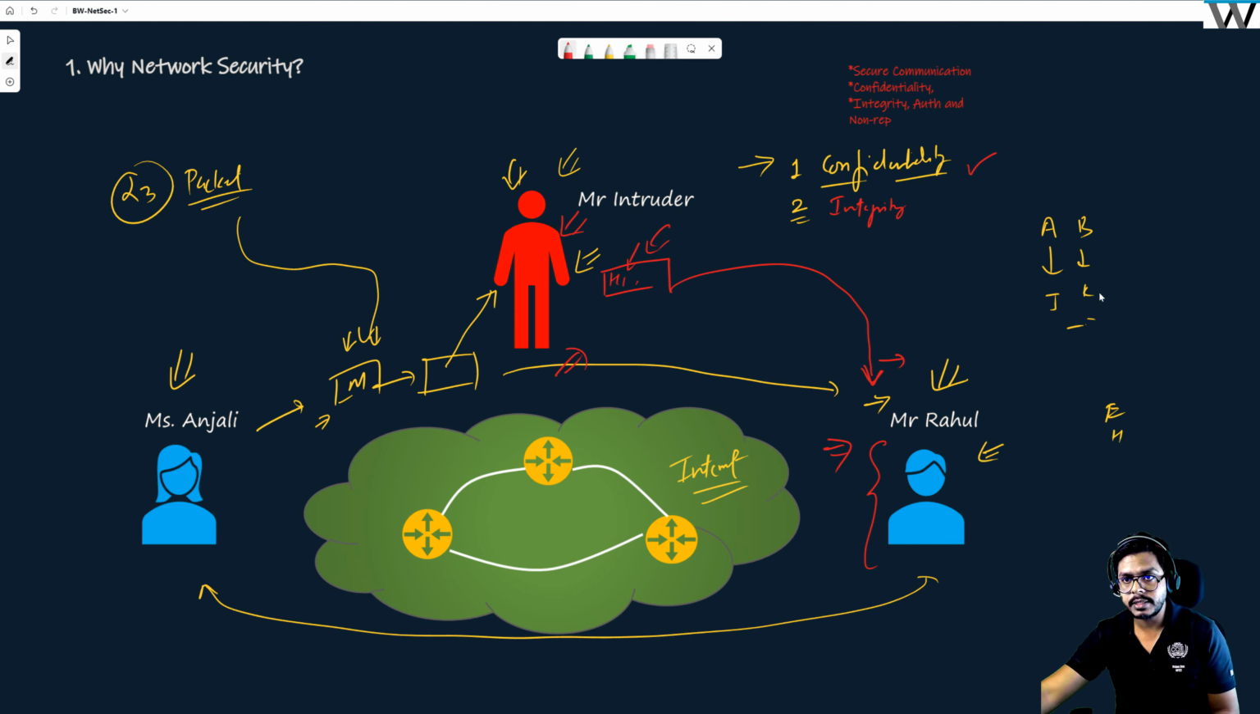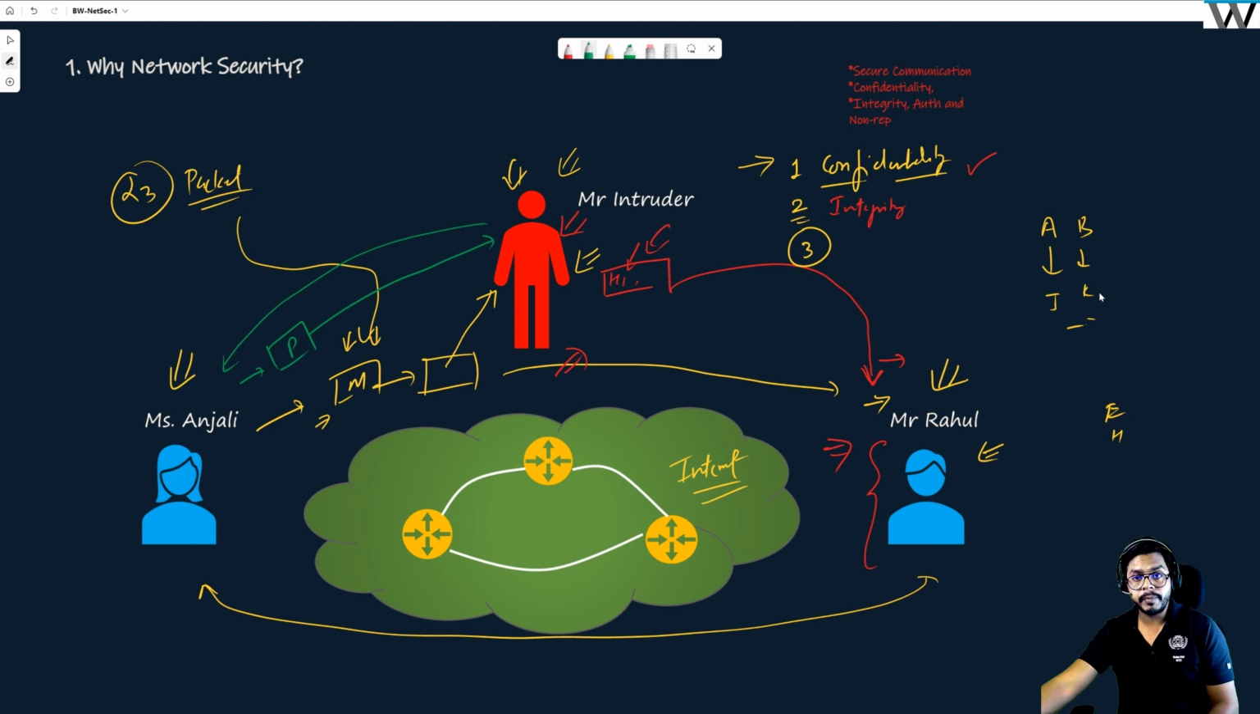Okay. The third thing, which is again important, and I would say one of the most important things, is that whenever you start the communication, whenever Anjali starts the communication, she should be sure that she is going to talk only to Rahul, or that she is talking to Rahul. Right? Because suppose she is sending a message, I am showing in green color, this message or this packet with some data, towards Rahul, and Mr. Intruder is saying, Anjali, I am Rahul. Maybe he got the message in between and he is replying on behalf of Rahul, that I am Rahul.